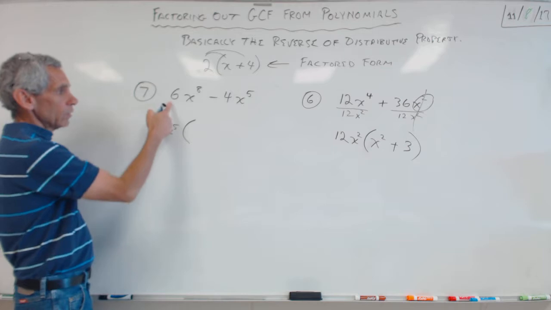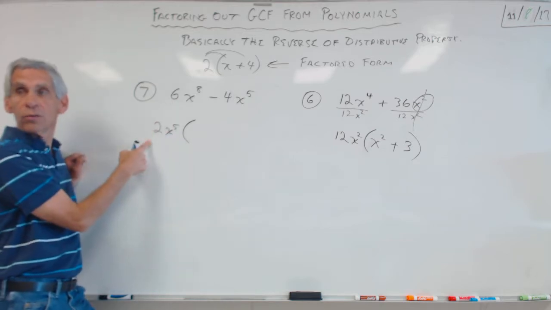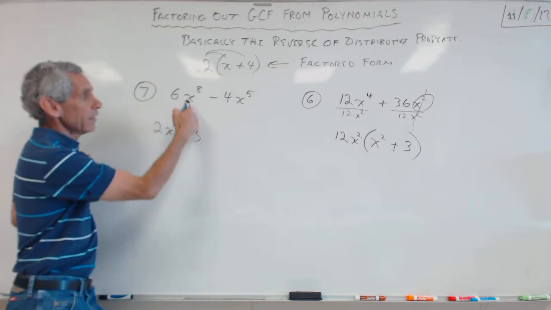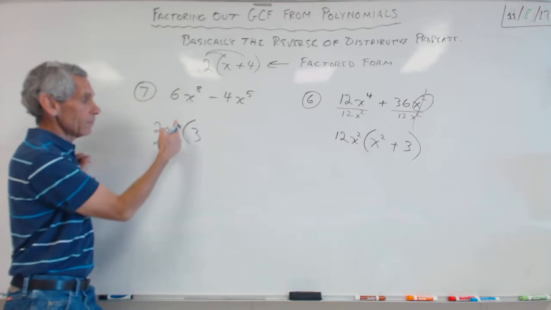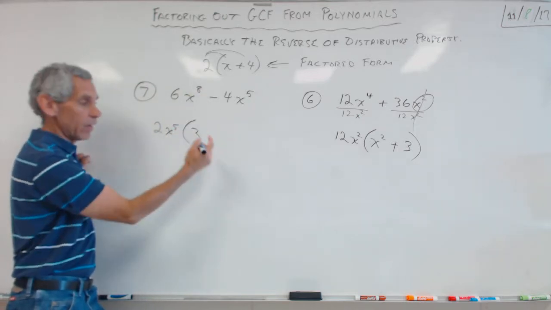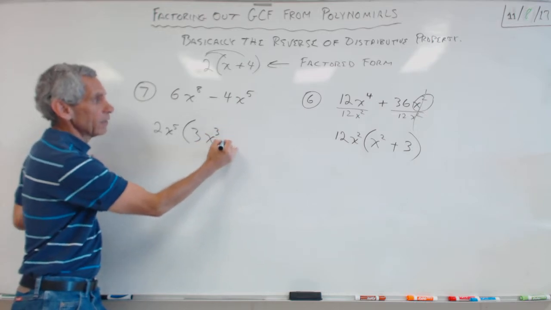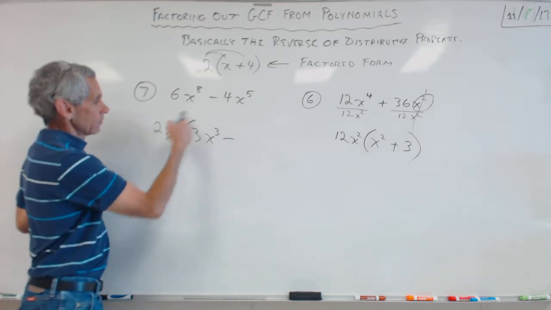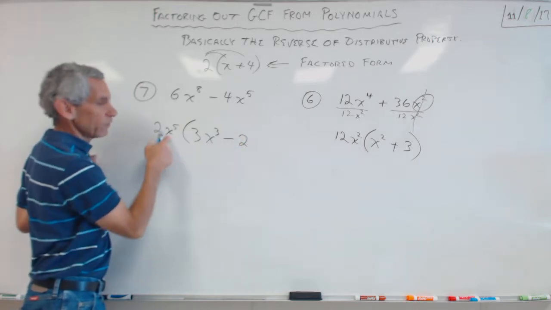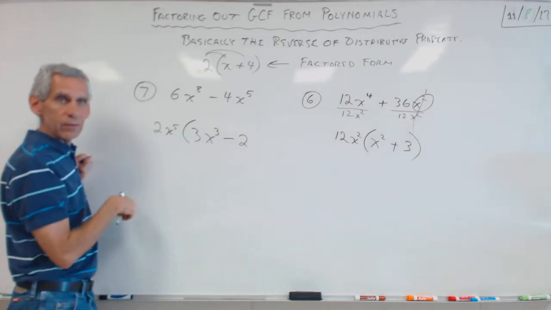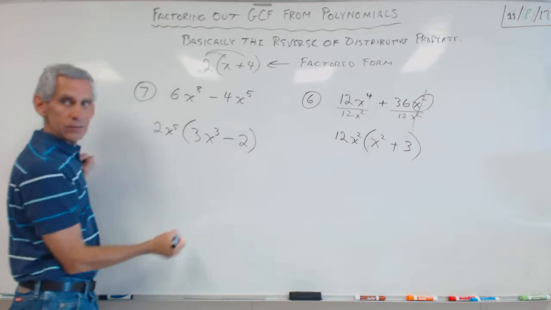Now, here we go. 6 divided by 2 is 3. X to the 8 minus 5. I'm taking 5 of the 8 away. It's x to the 3. Minus 4 divided by 2 is 2. X to the 5 divided by x to the 5, they cross out. Okay, so that's the answer.